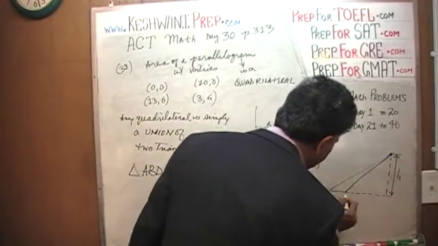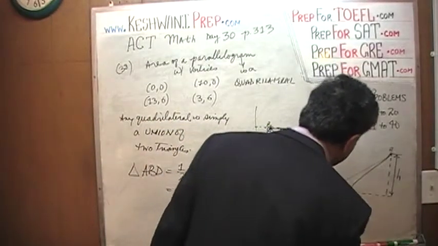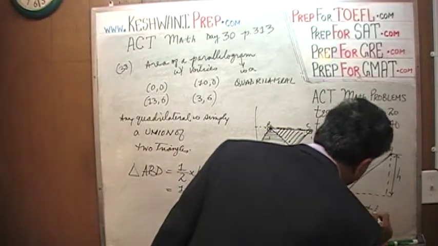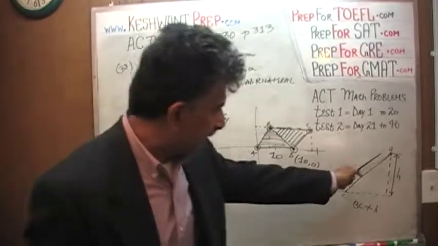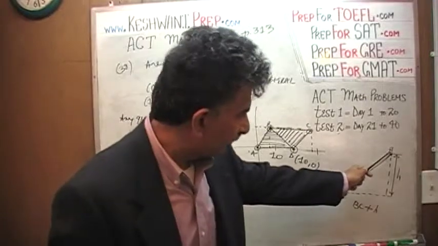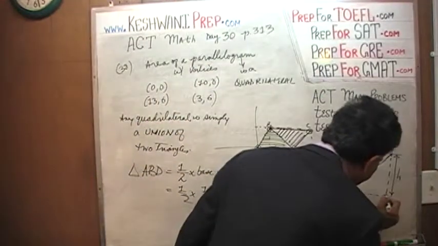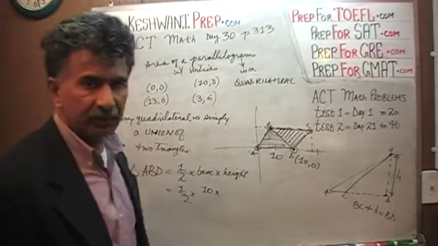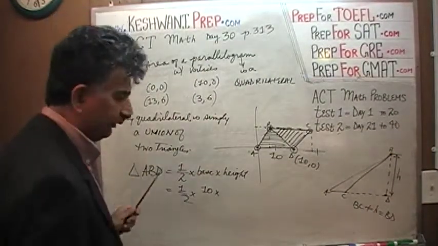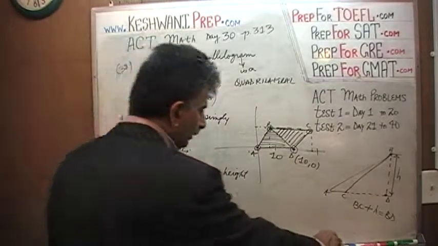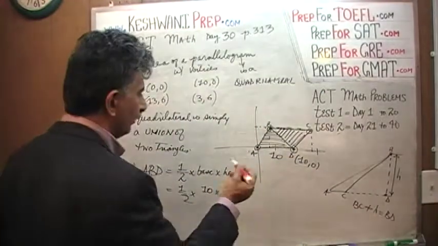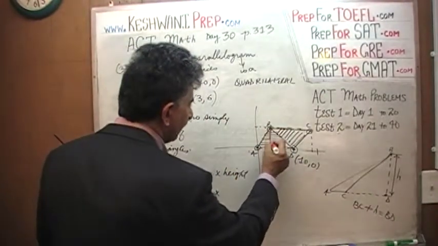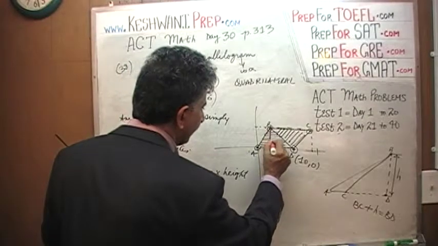This side, let's call it A, B, C. B to C is not the height. The height is from B to D. What's the height of this particular triangle? Well, the height of ABD is this guy right here, this distance right here.